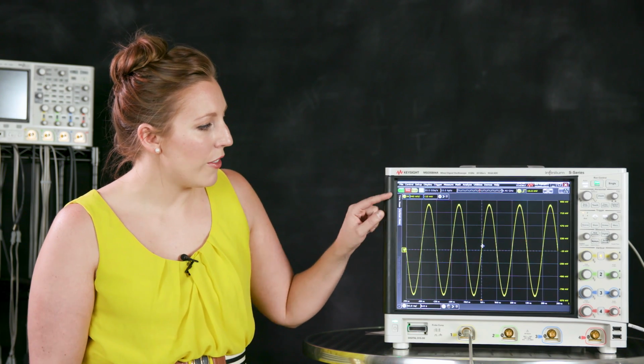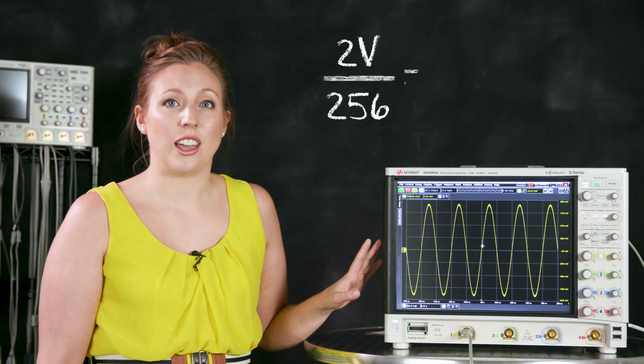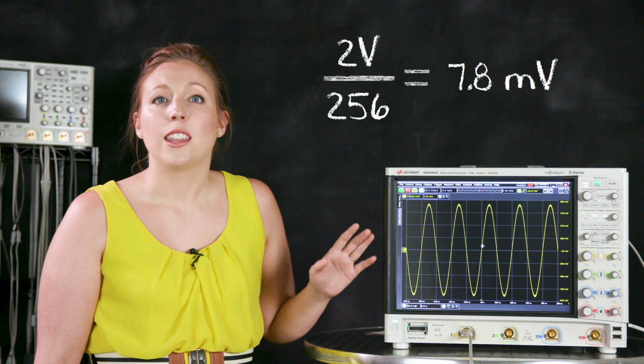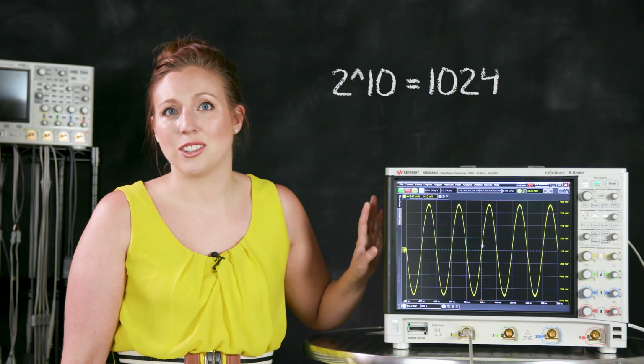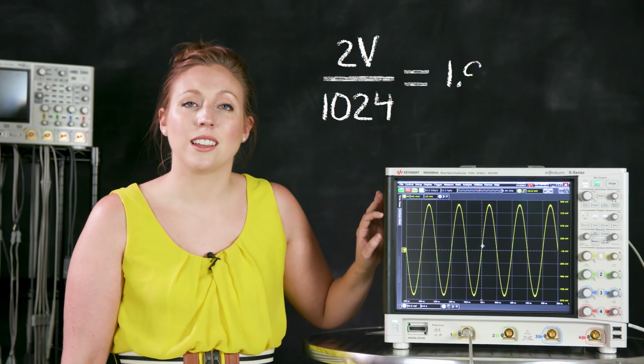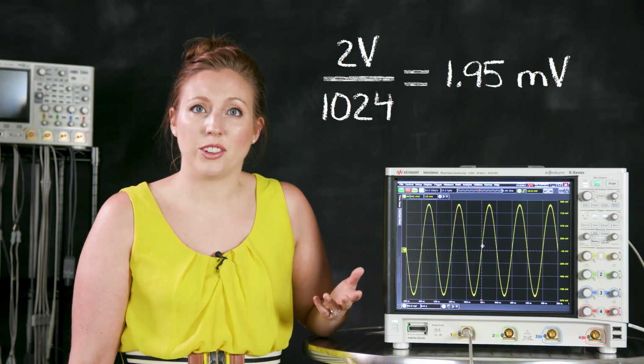Here on screen, I've got a 1.8 volt peak-to-peak signal, which means I want to set my vertical scale such that I have about 2 volts full screen. With 256 quantization levels at this vertical setting, the best resolution I could get is 7.8 millivolts. The S-series has a 10-bit ADC, so with the same vertical settings, I can now get 1.9 millivolts of resolution. Just like pixels on the screen, the finer the resolution, the clearer the representation will be.